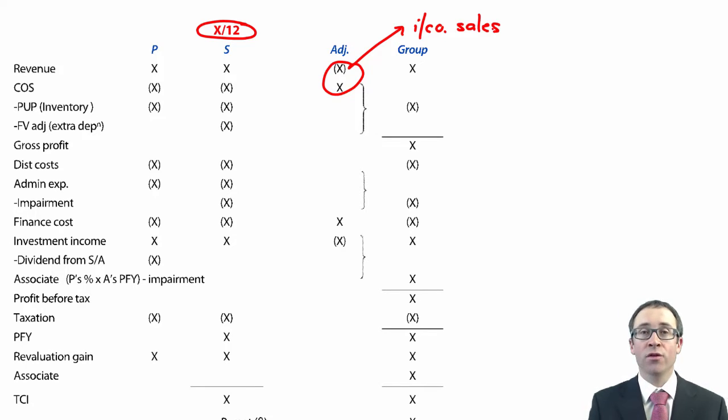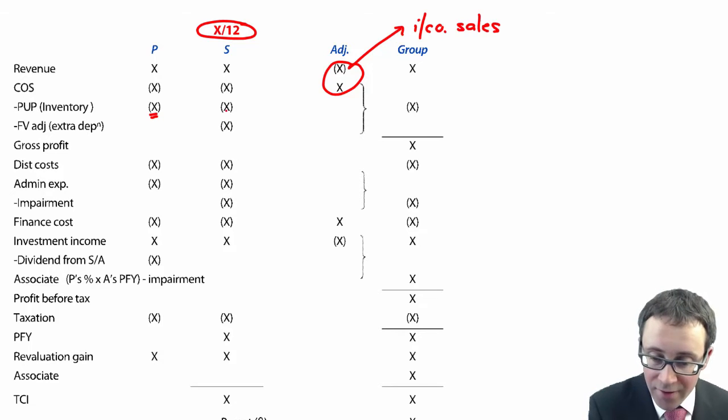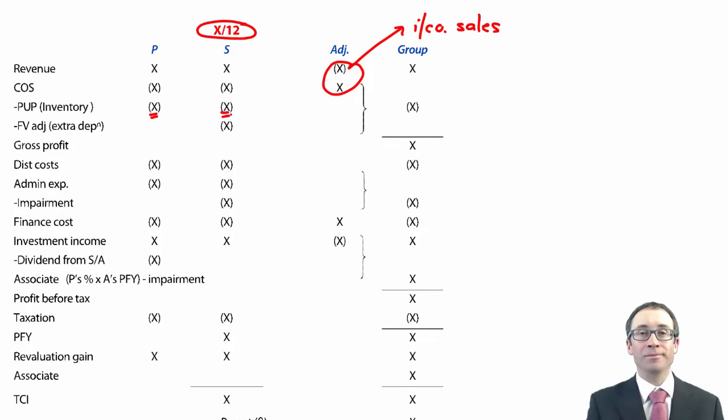You've then got your provision for unrealized profits. So remember, on the SFP, we credited inventory and debited retained earnings. Here, we can specifically take that debit to the right place, so to cost of sales. So remember, just be careful. If P is the seller, we put it in P's column, don't we? If S is the seller, we put it in S's column.